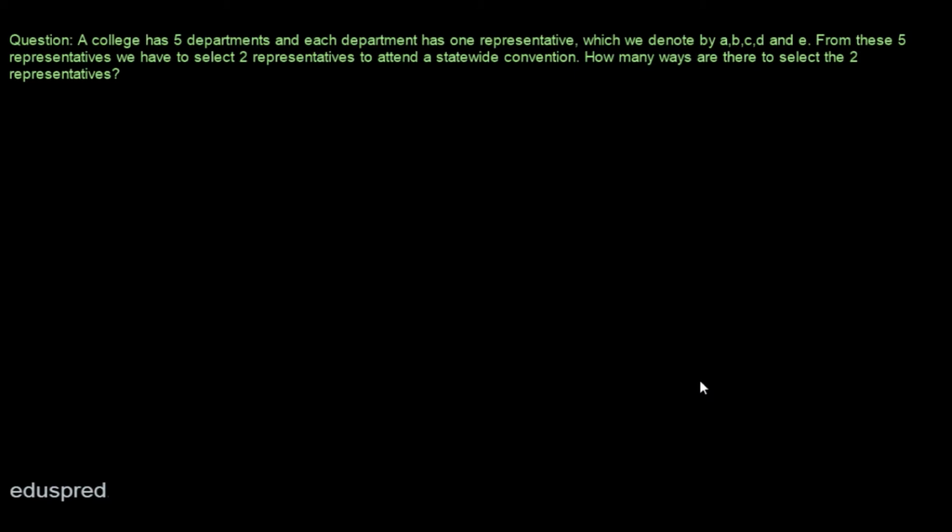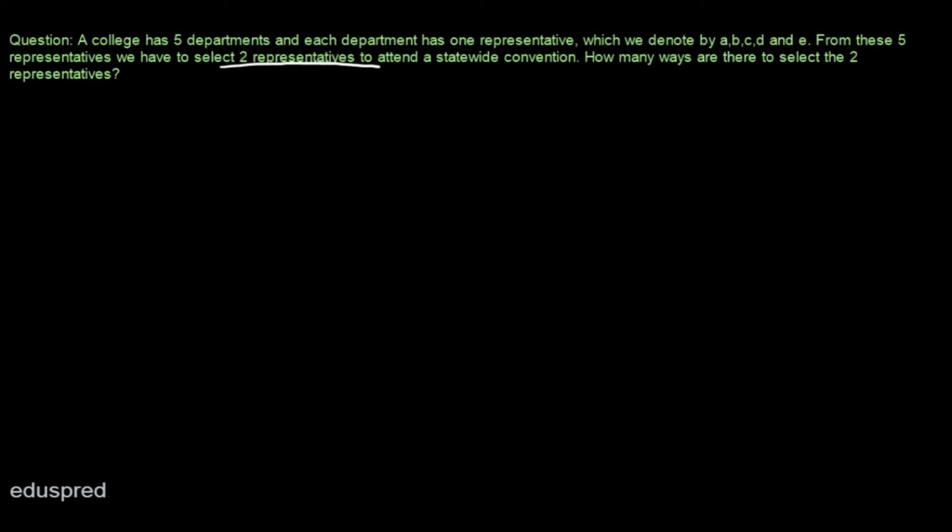A college has 5 departments and each department has one representative, which we denote by A, B, C, D and E. From these 5 representatives, we have to select 2 representatives to attend a statewide convention. How many ways are there to select the 2 representatives? So once again, I'm going to show you different methods to solve this question. But before we start with the methods, first of all, let's find whether the ordering matters or not.